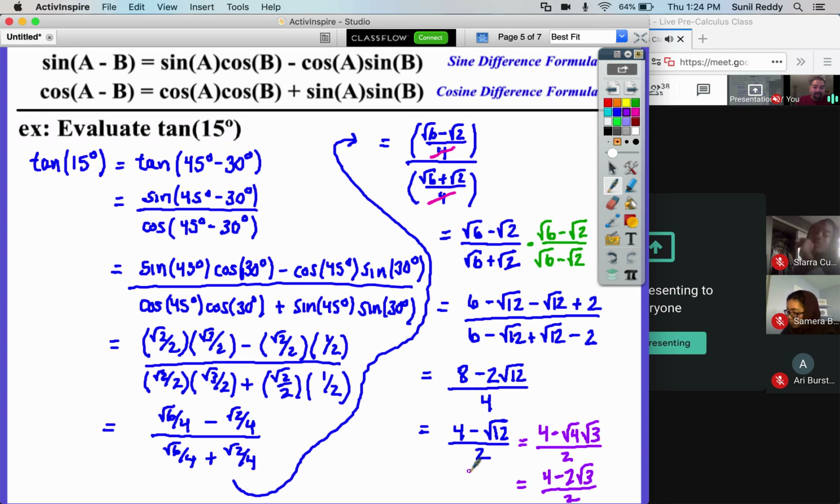And then again, in all three places, we have a common factor of 2. So when I simplify this, and I'm sorry I ran out of space, dividing all three terms by 2 leaves me with 2 minus root 3, all divided by 1, but dividing by 1 just means 2 minus root 3 is our answer. So that is the tangent of 15 degrees. Questions?